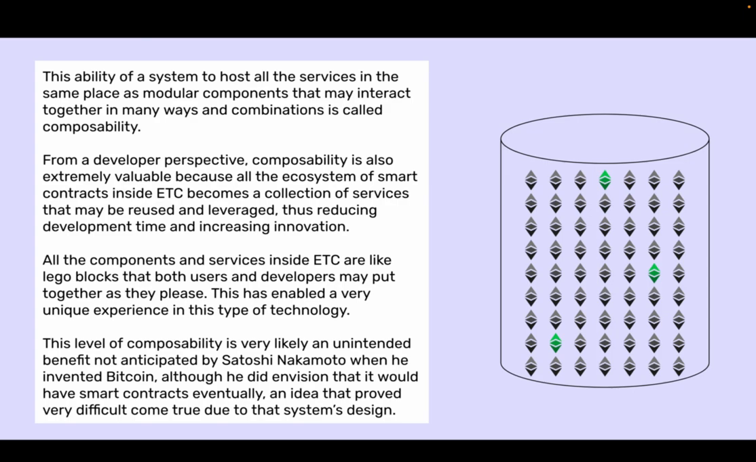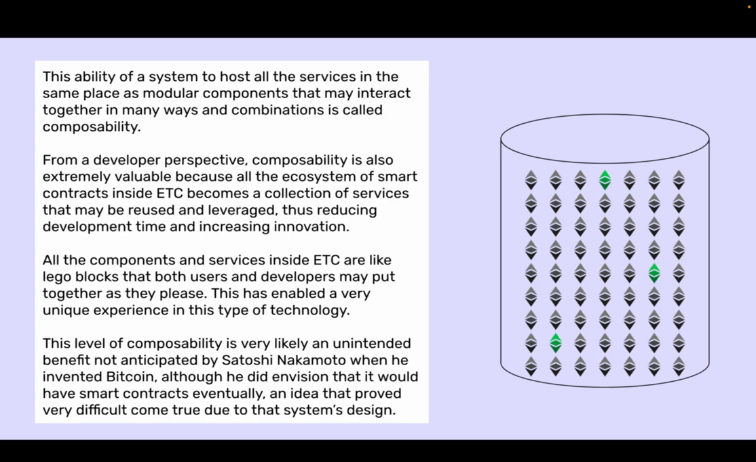This ability of a system to host all the services in the same place as modular components that may interact together in many ways and combinations is called composability. From a developer perspective, composability is also extremely valuable because all the ecosystem of smart contracts inside ETC becomes a collection of services that may be reused and leveraged, thus reducing development time and increasing innovation. All the components and services inside ETC are like Lego blocks that both users and developers may put together as they please. This has enabled a very unique experience in this type of technology.